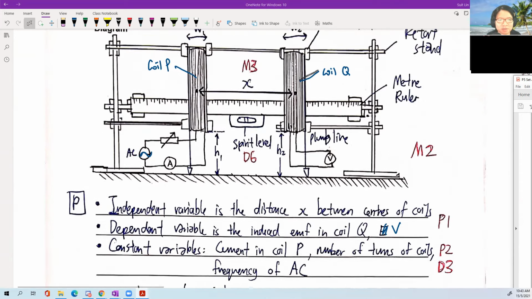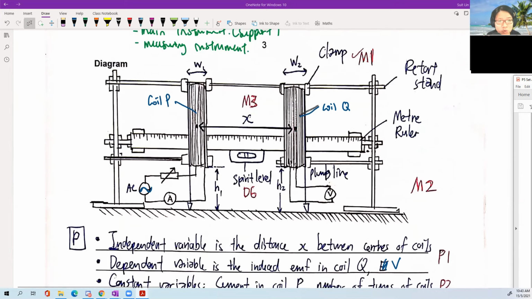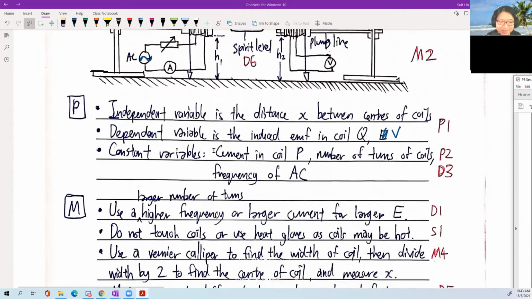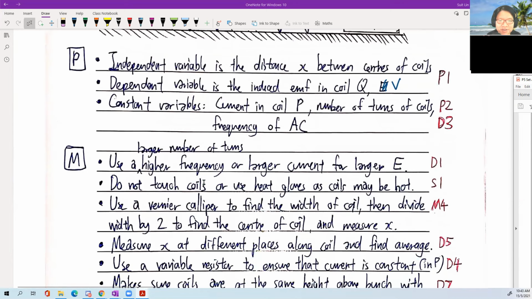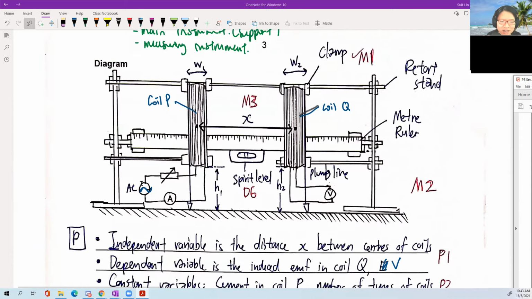Yeah, definitely. Because this induced EMF is very small, and then generally these coils will become very hot. Hang on, hot coil can write as safety. Okay, so don't touch coils or use heat glove as the coils may be hot. So you see, I can see the thought process of this human being. Okay, so now we already decide what current to set up here.